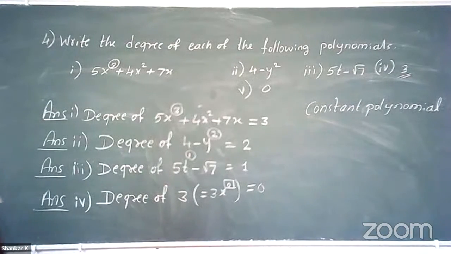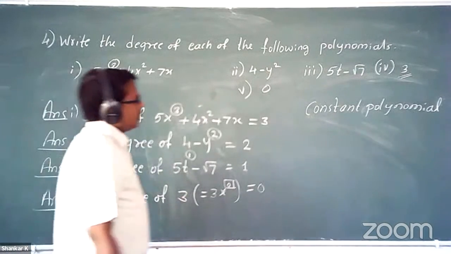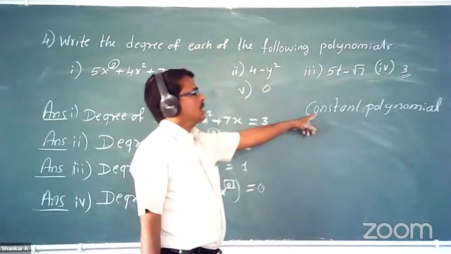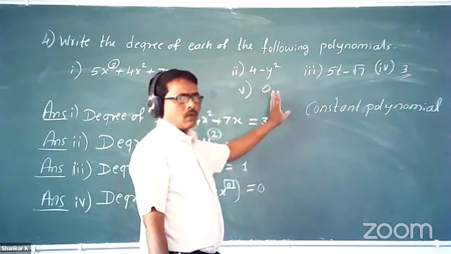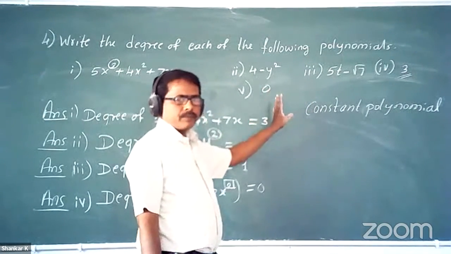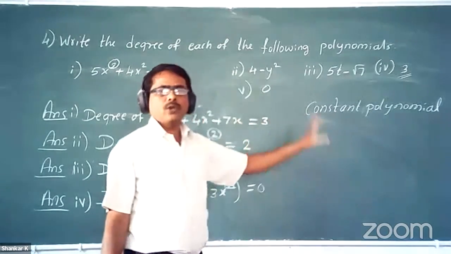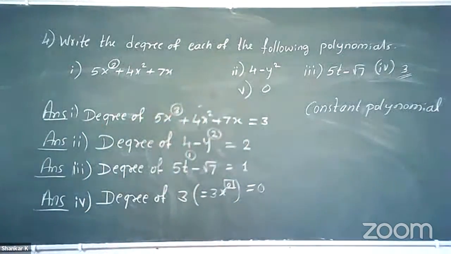You understood or not, students? Degree of all constant polynomials is 0. Degree of the zero polynomial is not defined. 0 is called the zero polynomial.